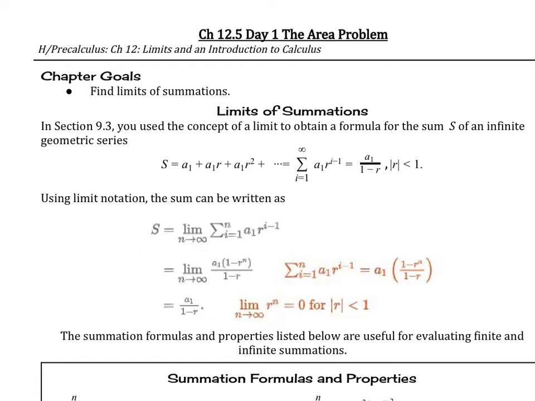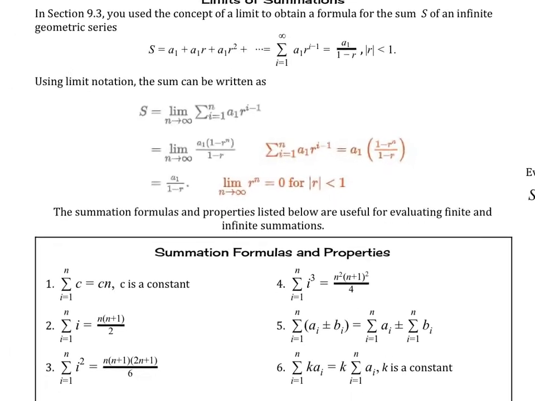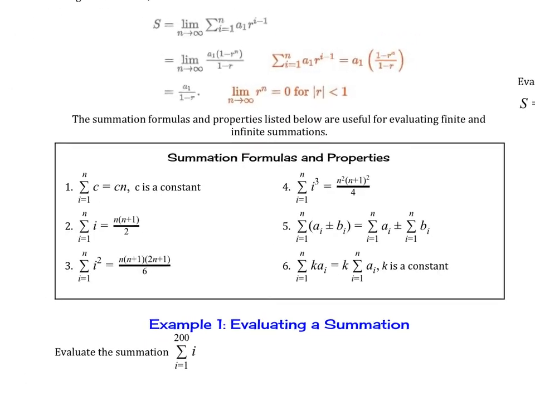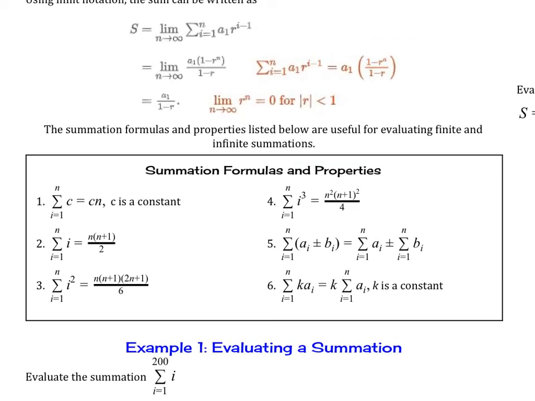The summation formulas and properties listed below are useful for evaluating finite and infinite summations. So this is going to be pretty key to this chapter. So make sure that you do write all of these formulas down as we will be using them. Just as a reminder, the i stands for the index of summation, n is the upper limit of summation, and then the 1 is the lower limit of summation.